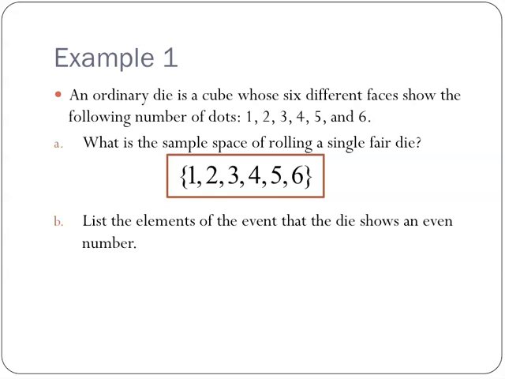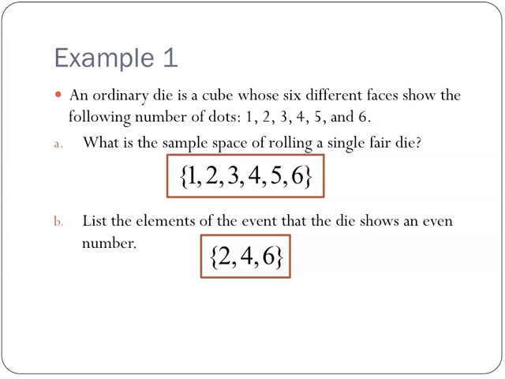Now part B, list the elements of the event, so a subset, that the die shows an even number. So it's going to be some subset of the set that we just wrote down and just the even numbers. So that looks like it will be 2, 4, and 6.